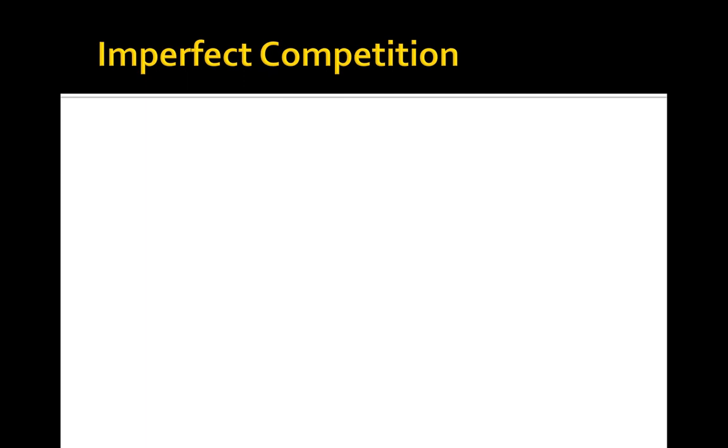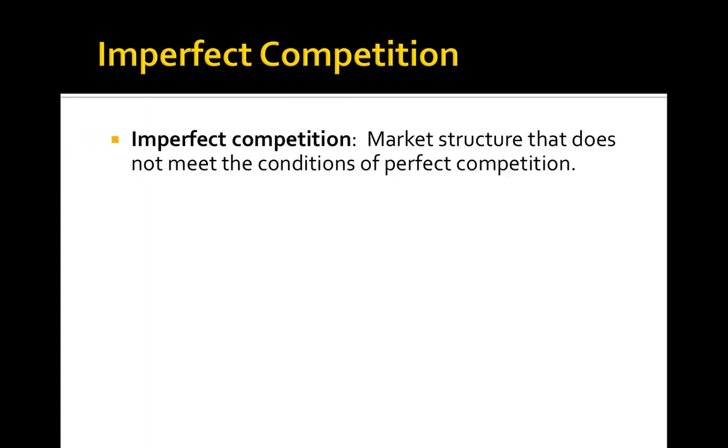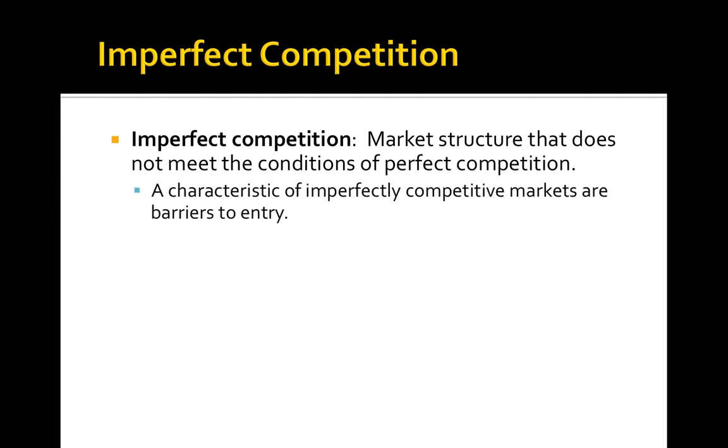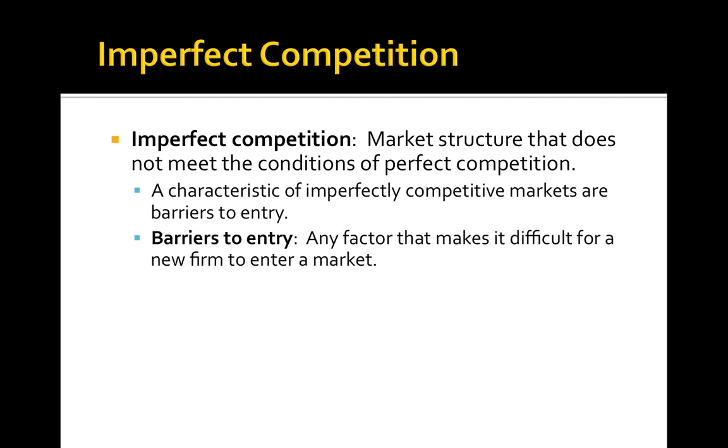There's also imperfect competition. Imperfect competition is defined as market structure that does not meet the conditions of perfect competition. A characteristic of imperfectly competitive markets are barriers to entry. Barriers to entry are any factor that makes it difficult for a new firm to enter a market.